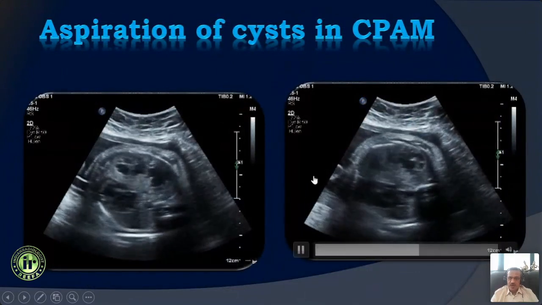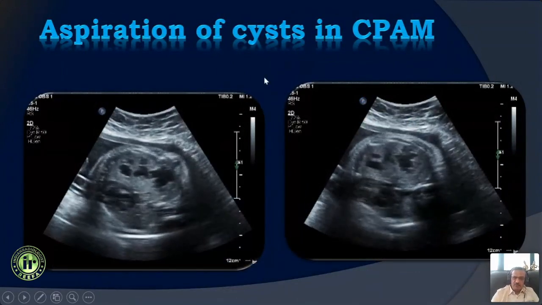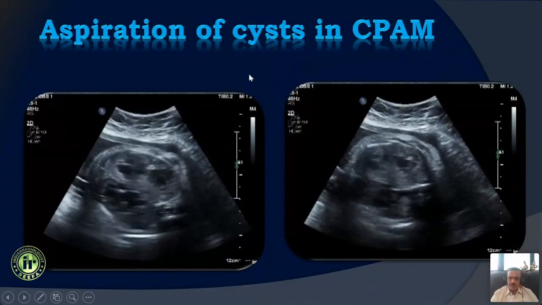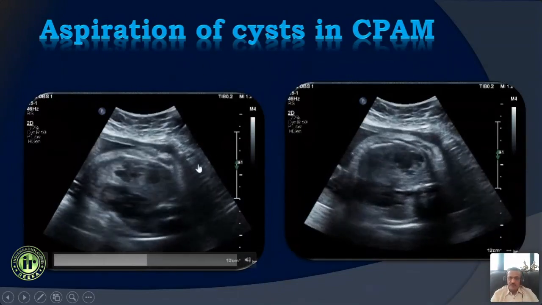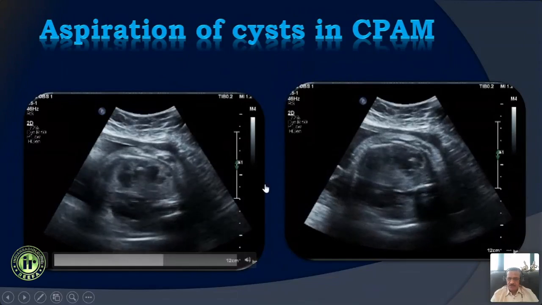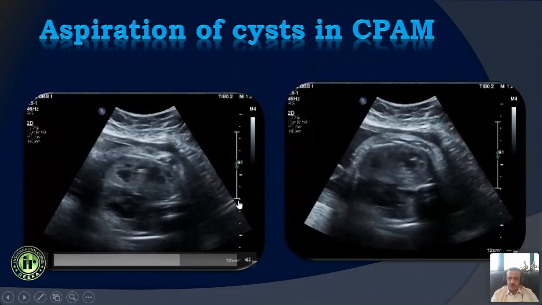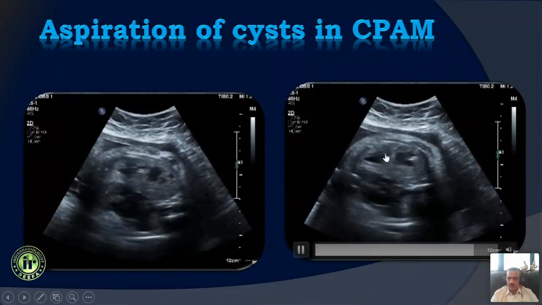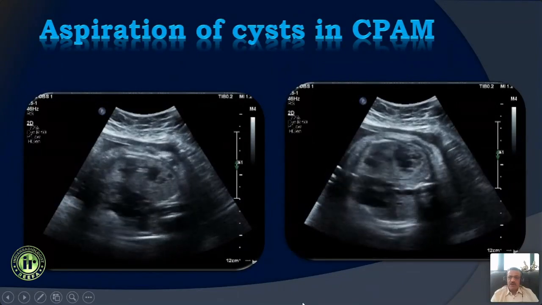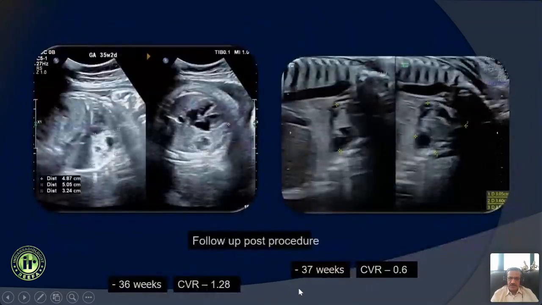the cyst to the amniotic fluid, but the patient had come from a long distance and it was difficult to get the shunt immediately. So what we did is we aspirated the larger cysts or the macrocysts, and fortunately a good number of them were communicating. So after aspirating 2 cysts, the size of the lesion actually decreased in front of our eyes, and subsequently on follow-up at 36 and 37 weeks, the CVR, which had gone to 1.6, dropped to 1.2 or even 0.6.